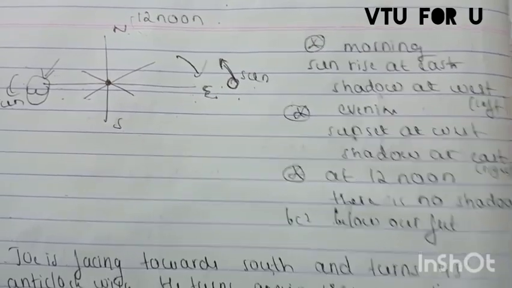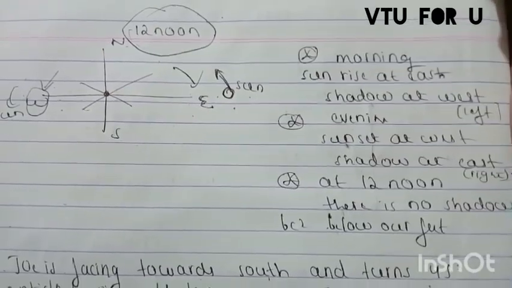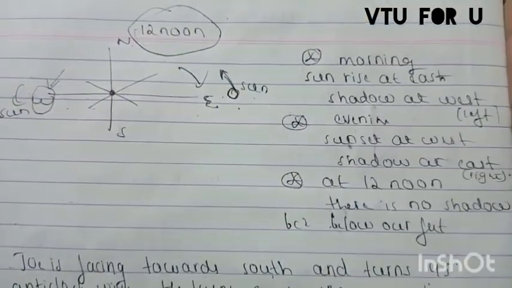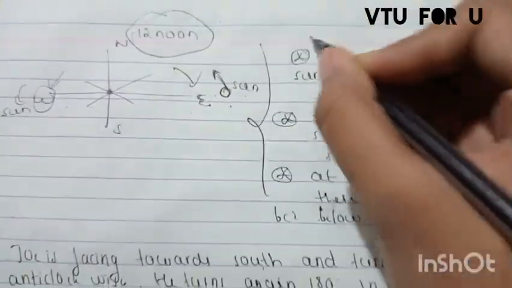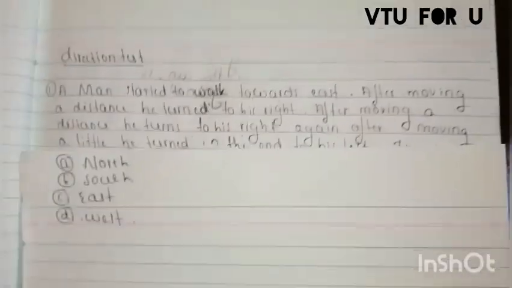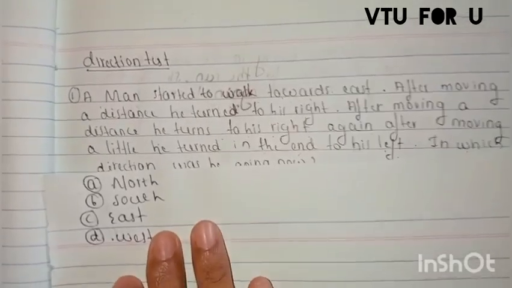But at 12 noon what happens? There is no shadow, because it will be below our feet, therefore there will be no shadows. Please remember these three important points.